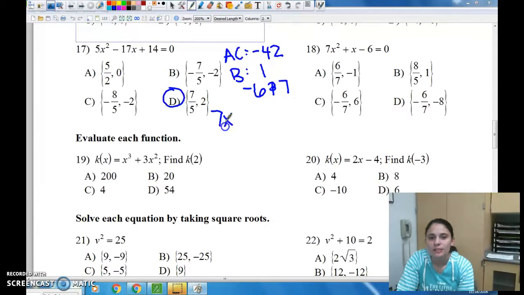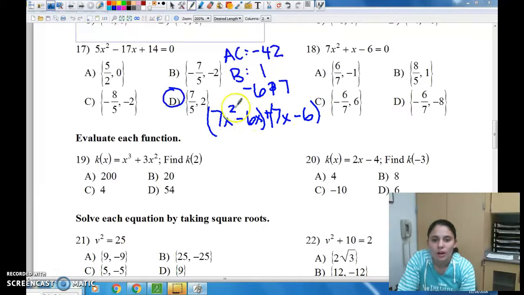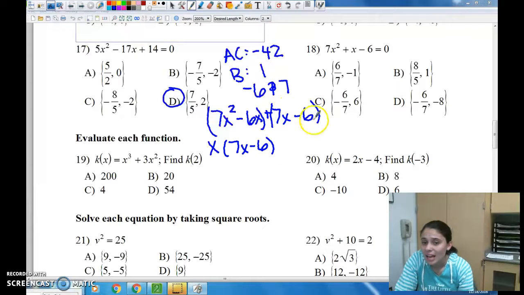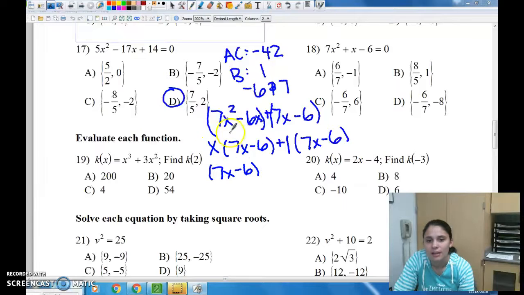So then I rewrite 7x squared minus 6x plus 7x minus 6. Group this side and group this side. On this one, all I can pull out is an x, and then I'm left with 7x minus 6. And this one doesn't have any greatest common factors, so the only thing I can take out is a 1, and I'm still left with 7x minus 6. But fortunately, my parentheses match, so this factors to 7x minus 6, and then x plus 1.